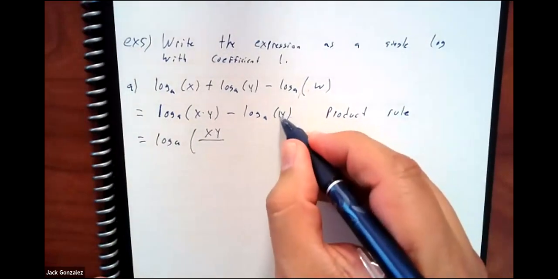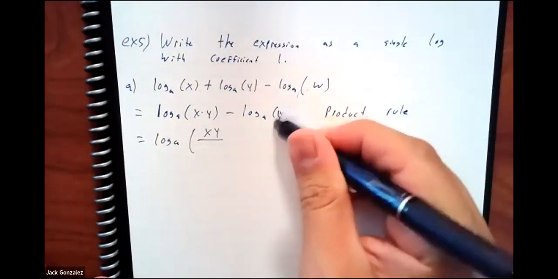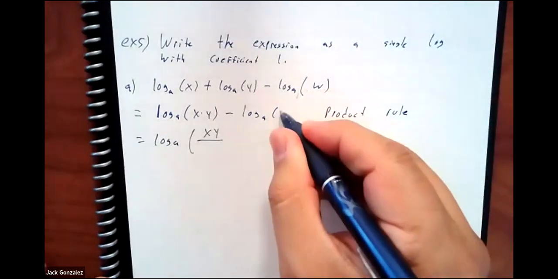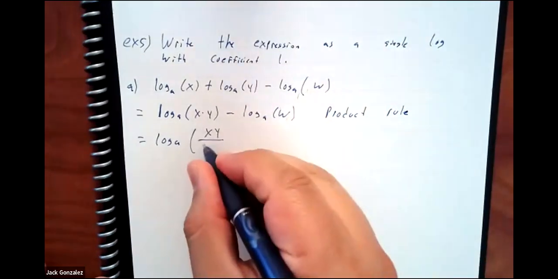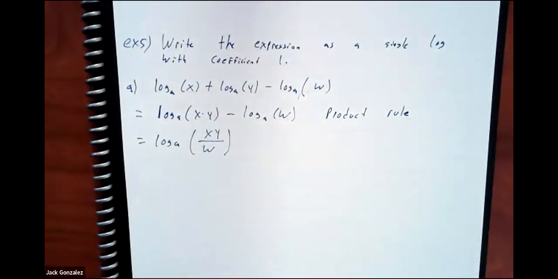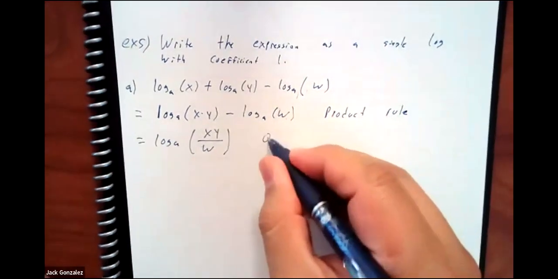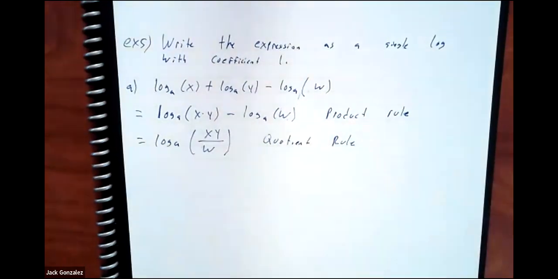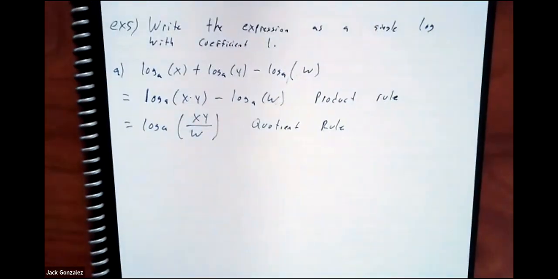Sorry, that should be W. Sorry about that. That's the quotient rule. That's it. Fully combined. No number in front except a 1.